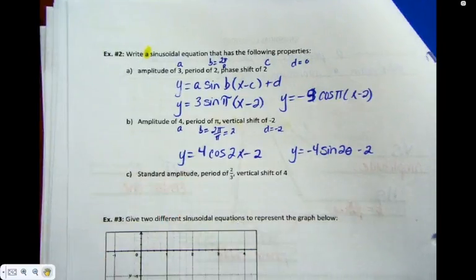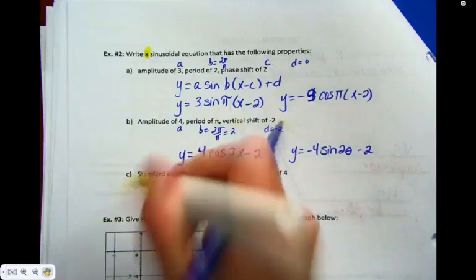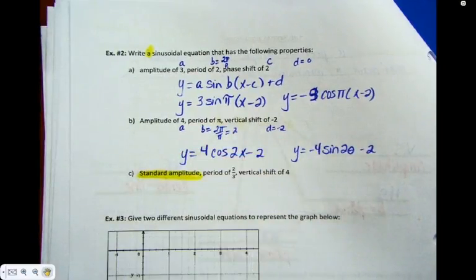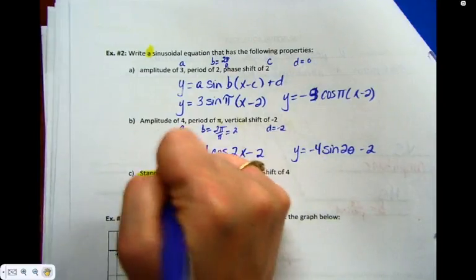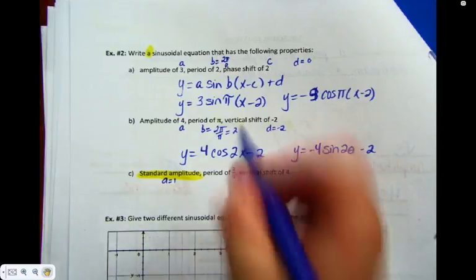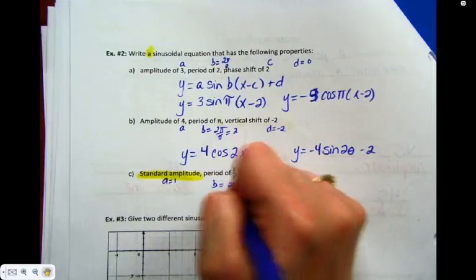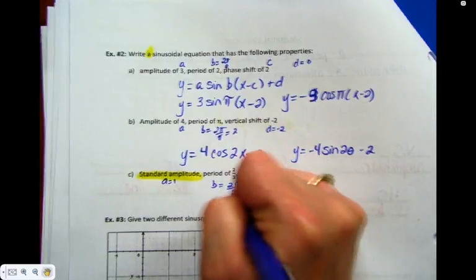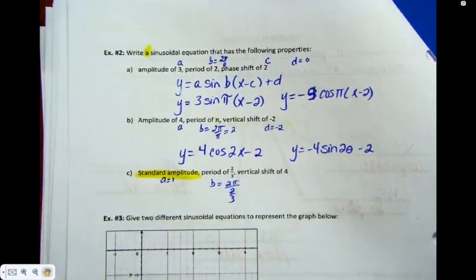Standard amplitude. What the heck does that mean? Yeah, well, if you think of just a regular cos or sine graph, what's the highest point at? So this just means an a of 1. Okay, that's what standard amplitude means, a value of 1. Okay, b is kind of the period, but not quite the period. So I've got 2 pi divided by 2/3.